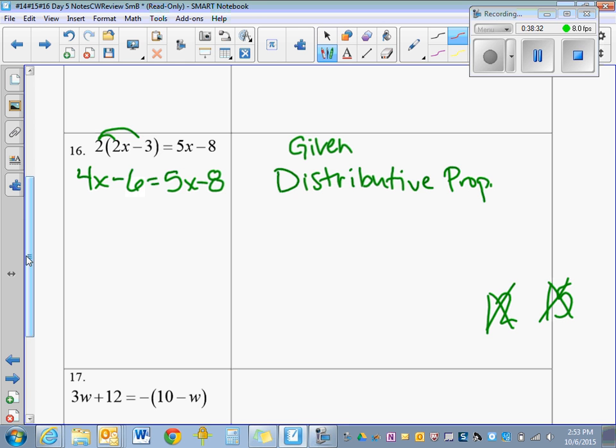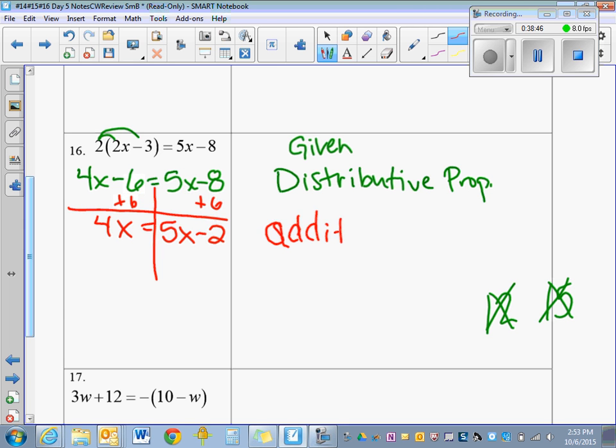Now I can cross my equals, add 6. So I have 4x equals 5x minus 2. So this is the addition property of equality.